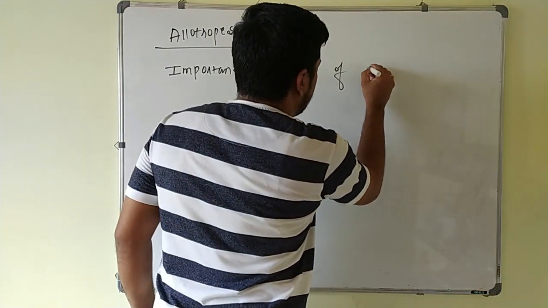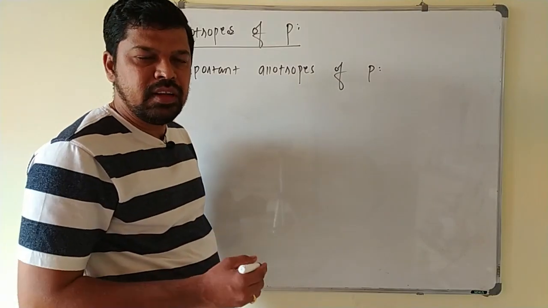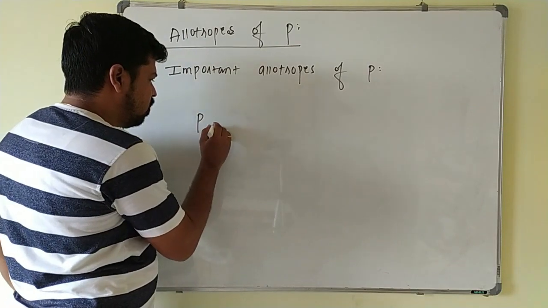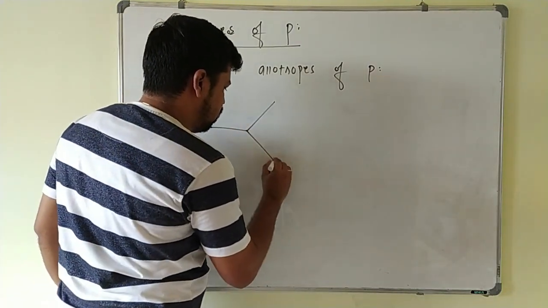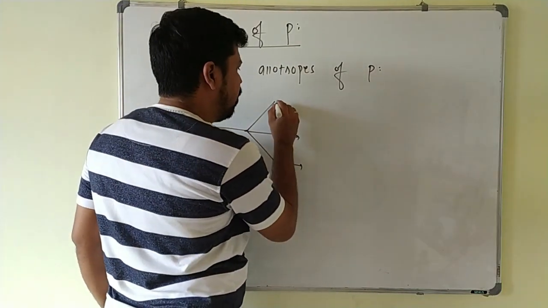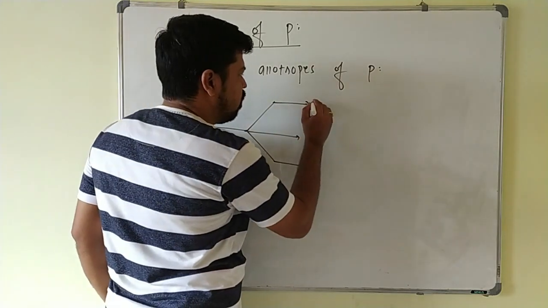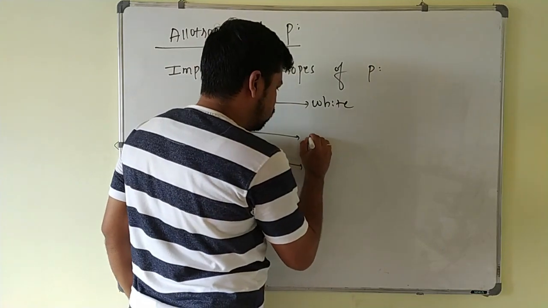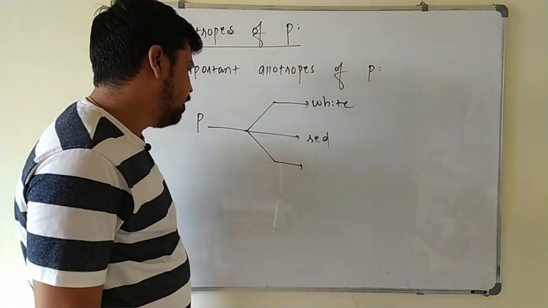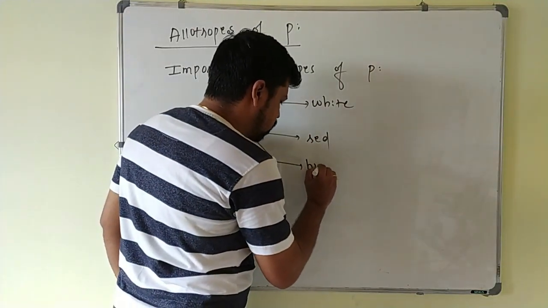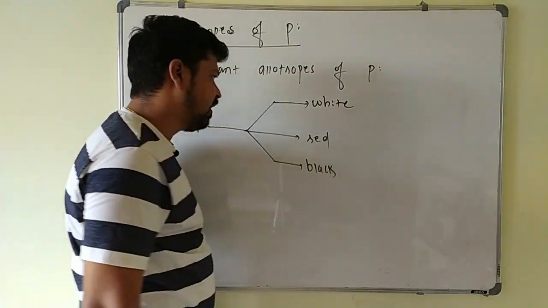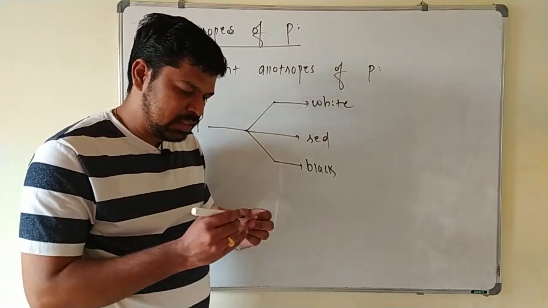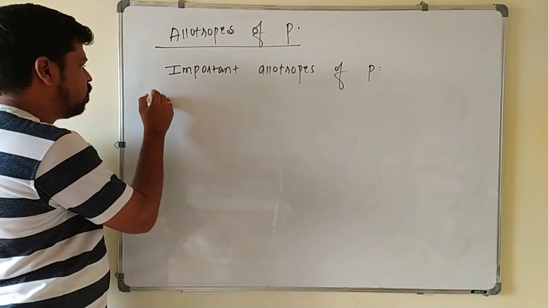Phosphorus exists in three allotropic forms. The first one is white phosphorus, the second one is red phosphorus, and the third one is black phosphorus. Now we will discuss one by one. First we will go for white phosphorus.